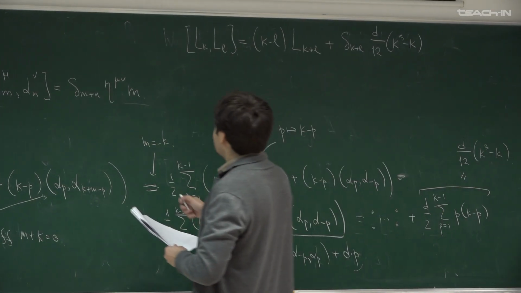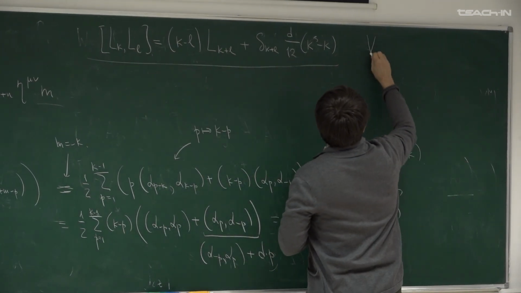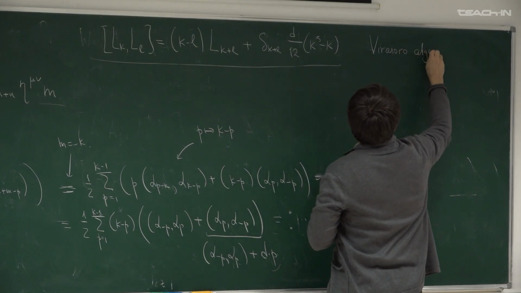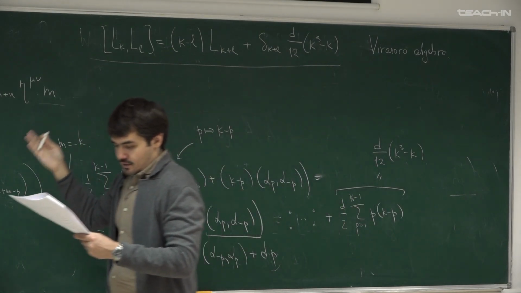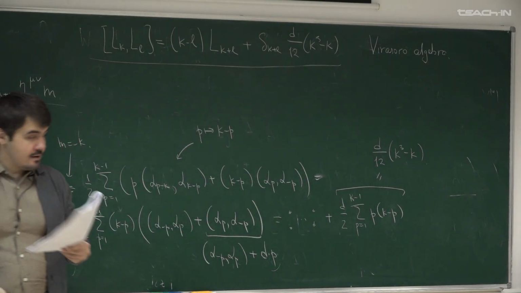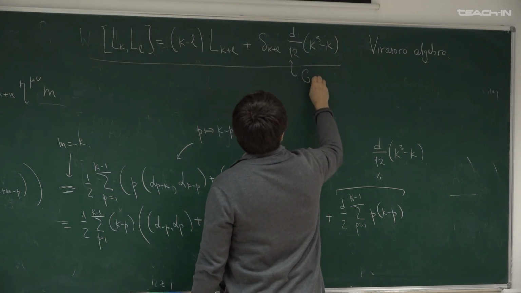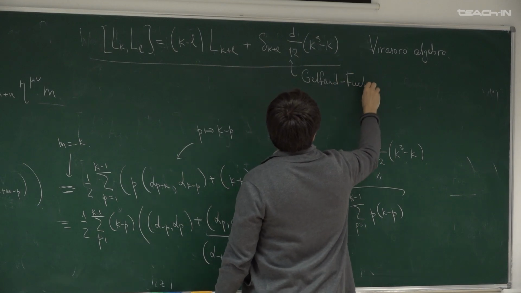Okay, maybe just again, so that's the Virasoro algebra, right? It comes from the Virasoro constraints, so it's, of course, related. And this is the famous Gelfand-Fuchs cocycle.